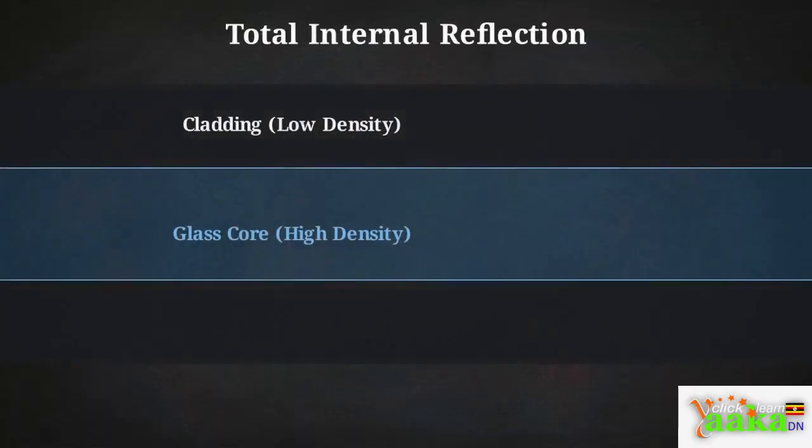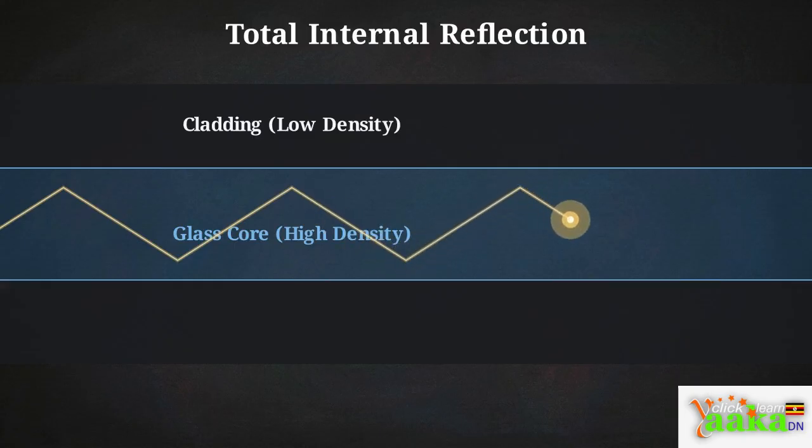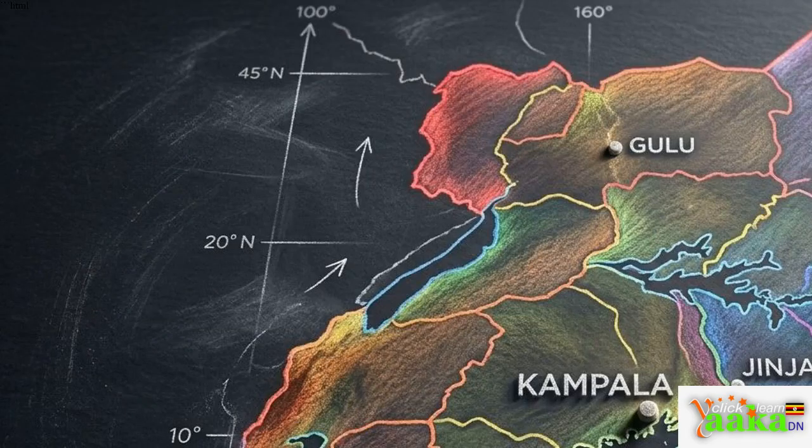We can see total internal reflection happening in this cross-section of a fiber optic cable. The data is carried by a light pulse that reflects off the internal walls. Because the light is trapped, high-speed internet data can travel across Uganda over massive distances without the signal leaking out or degrading.